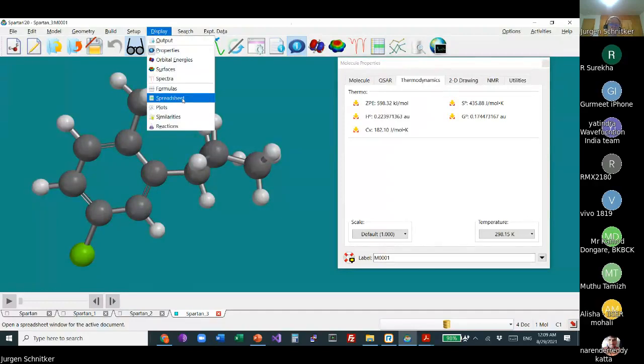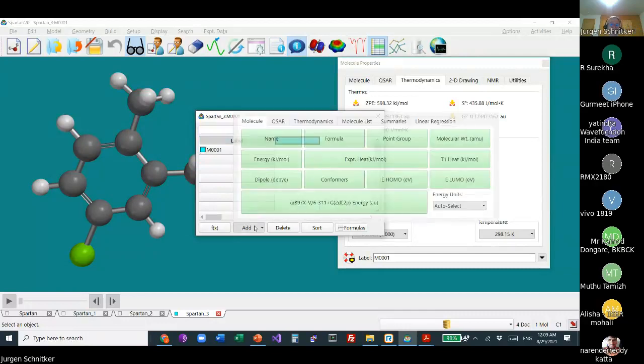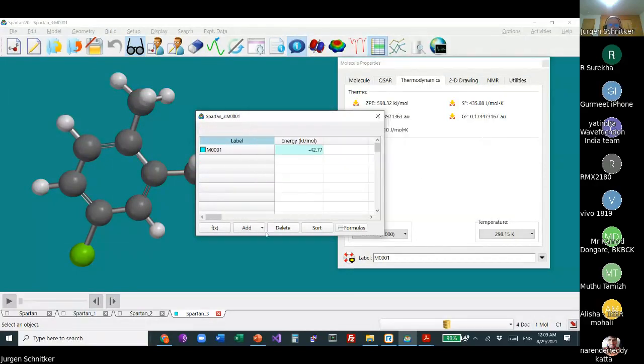If I do this now, you asked for a reaction mechanism. In a spreadsheet, I would have here not one molecule but other molecules, other species that are relevant, and I can simply add the energy in kilojoules per mole, for example minus 42 kilojoules per mole for this one. Now, if this was a list, you would get the equivalent numbers here.